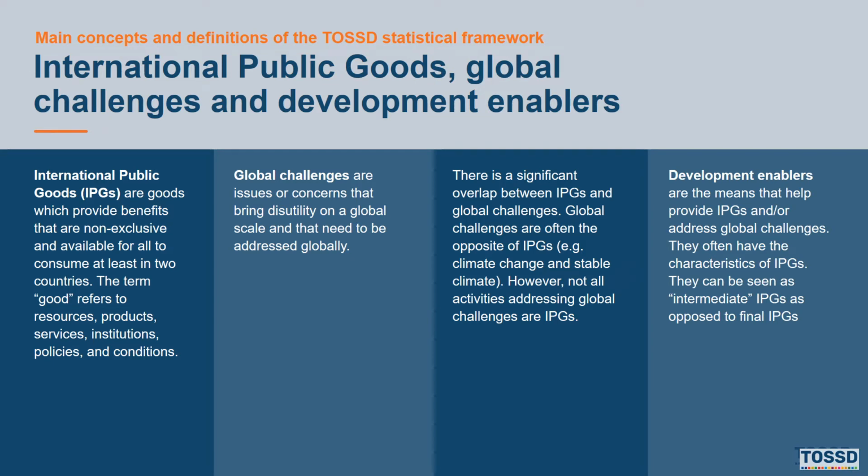Development enablers are the means that help provide international public goods and/or address global challenges. They often have the characteristics of international public goods. They can be seen as intermediate international public goods as opposed to final international public goods.